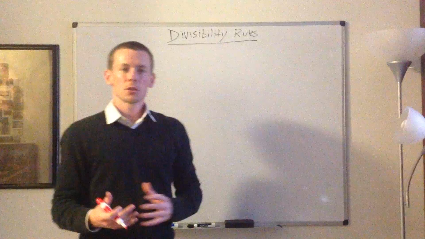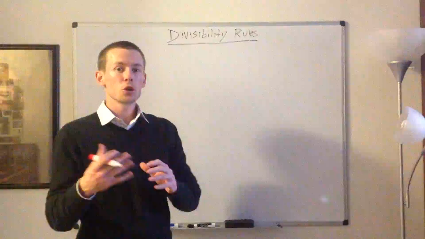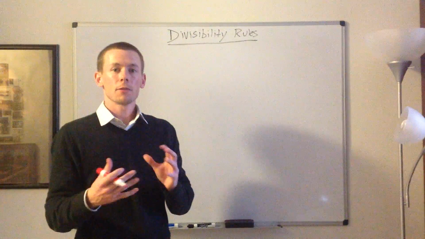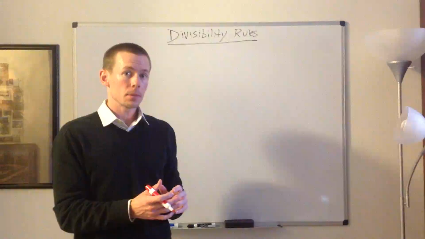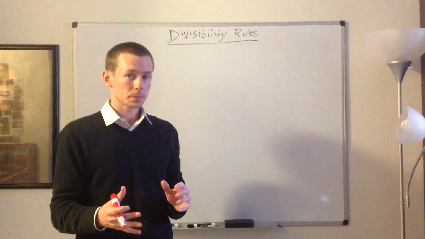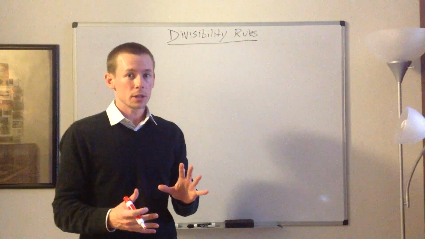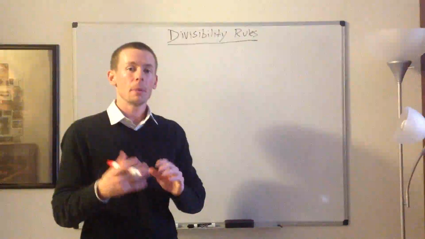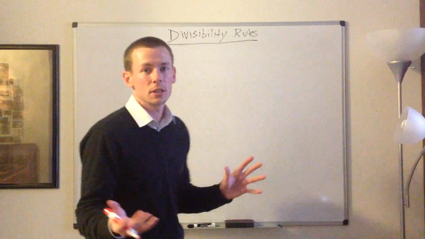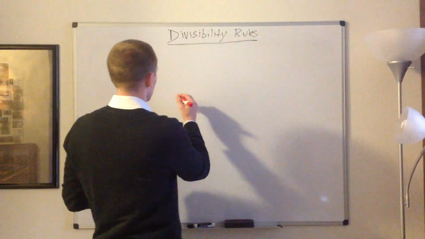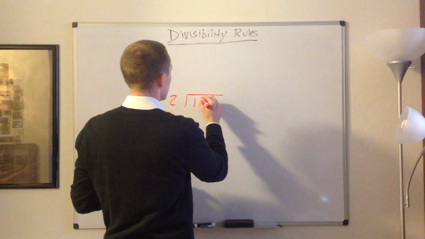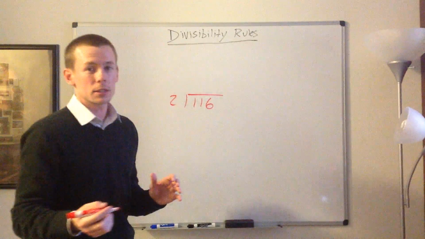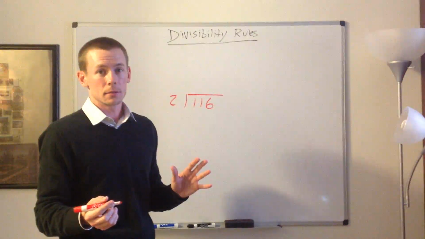This short lesson is going to examine shortcuts for finding whether a number goes into another number evenly, or in other words, without remainder, without having to use a calculator. Quick mental tricks that you can use. So for instance, I'm wondering if 2 goes into 116 without a remainder.